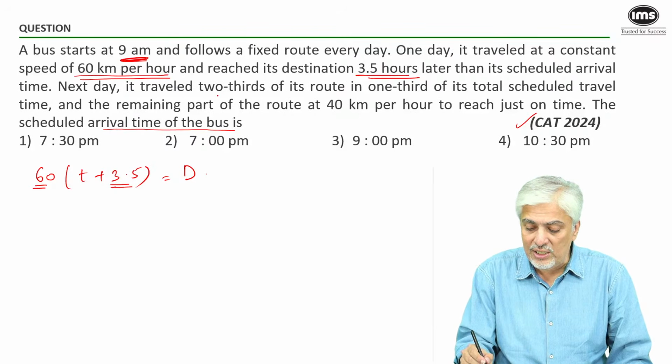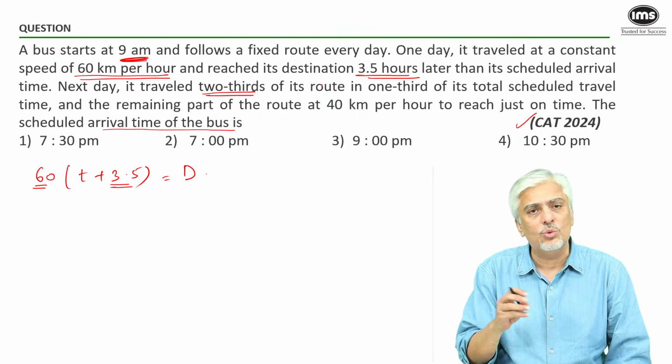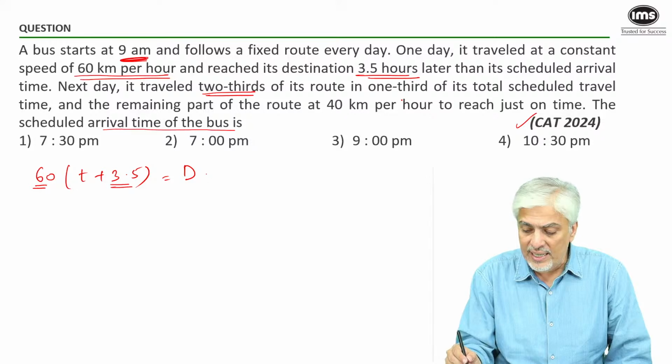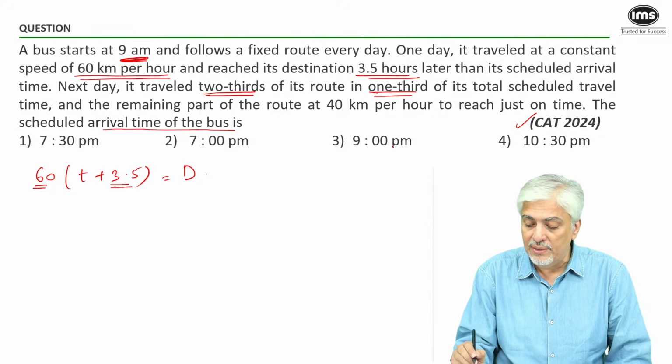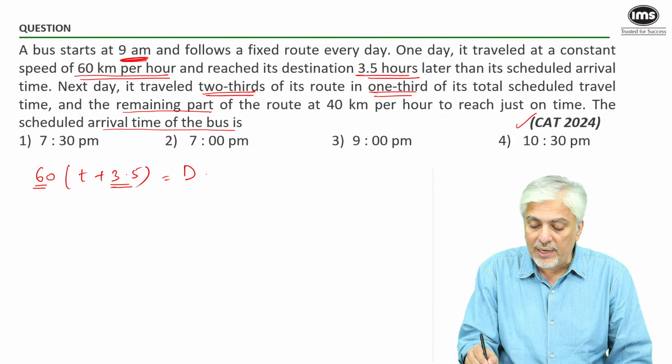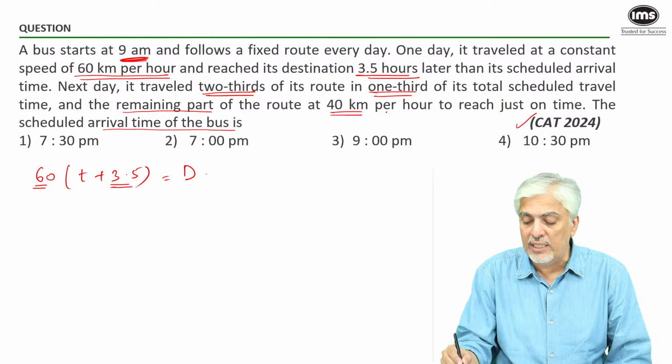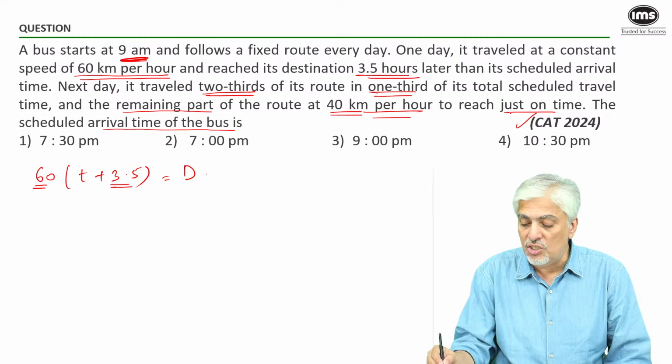Next day it traveled 2/3 of its route. 2/3 of the route means 2/3 of the distance in 1/3 of the time, and the remaining part at a speed of 40 km per hour to reach just on time.